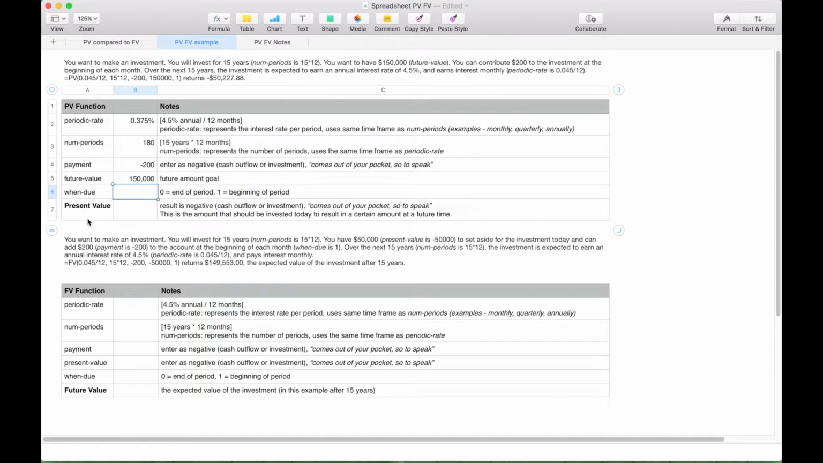Next, for the when due argument, we need to put in a 0 or a 1. And since we said that we will be contributing $200 to the investment at the beginning of the month, 1 equals beginning of period, so we're going to put in a 1.